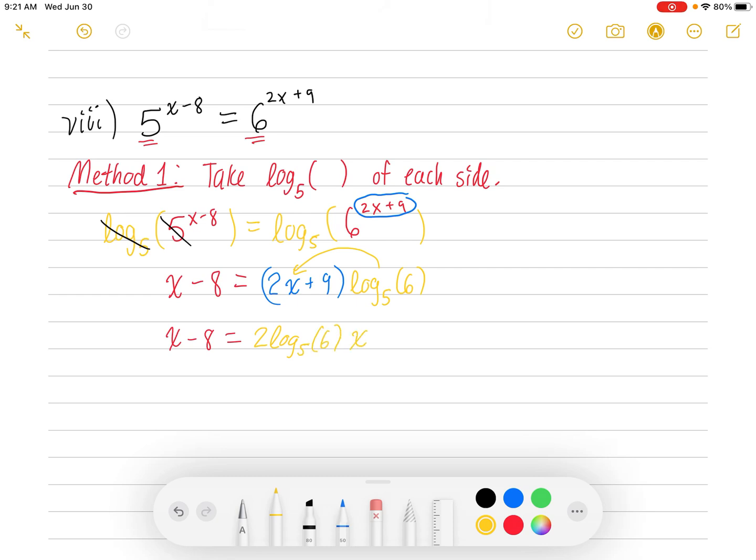So on the left, I'll have x minus 8, and I can distribute the log base 5 of 6 through here. I'm going to multiply it through. I'm going to have 2 times the log base 5 of 6 times x, and then we're going to multiply through at the 9, so we'll have plus 9 log base 5 of 6. So we just distributed that yellow log base 5 of 6 through.